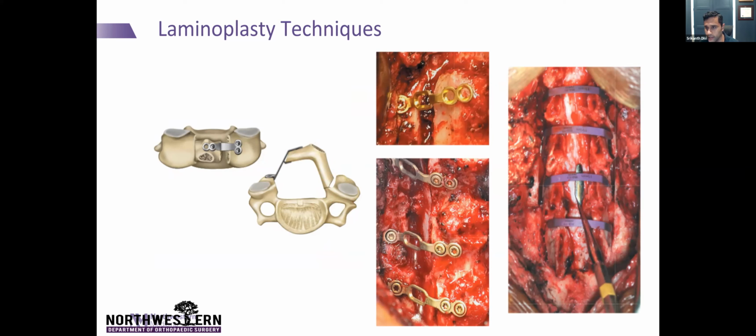I like this technique. This is the midline French door technique. I have not done this, but you know, similar concept, right? You're hinging on both sides, so you've got to create troughs on both sides and then split it in the midline.